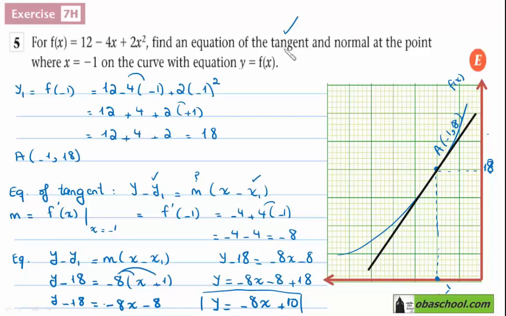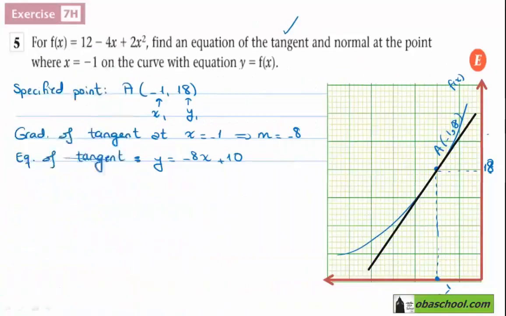So now we have many different variables that we just calculated. Let's summarize them so we are able to find the equation of the normal. We have A, minus 1, 18. We have the gradient of the tangent at x equal minus 1 is equal to minus 8. We have the equation of the tangent, that is y equal minus 8x plus 10. Now the normal is perpendicular to the tangent, so it's creating a 90 degree angle with the tangent.